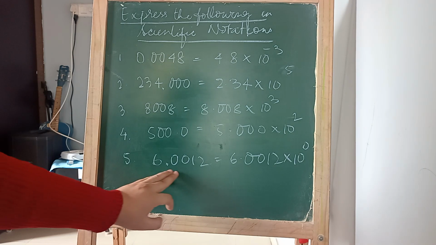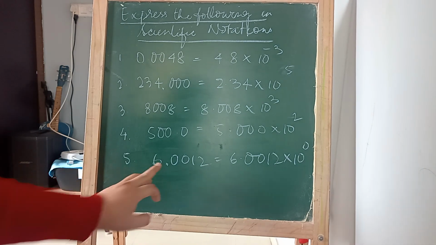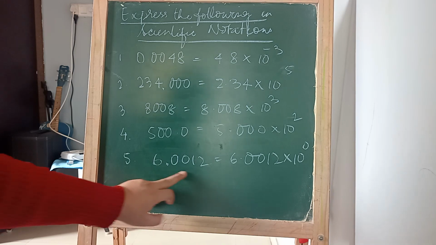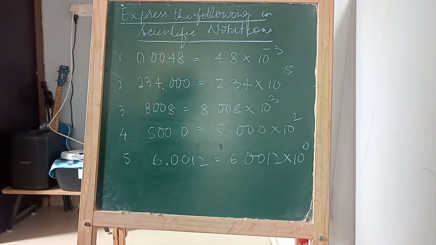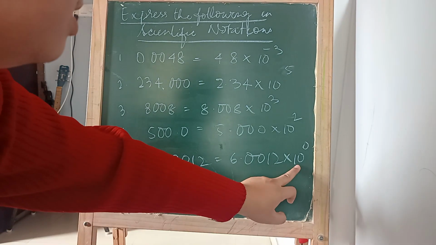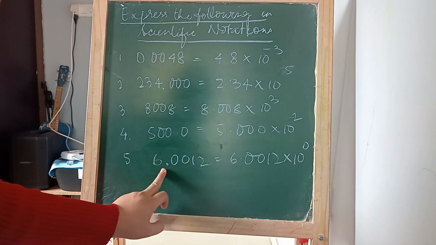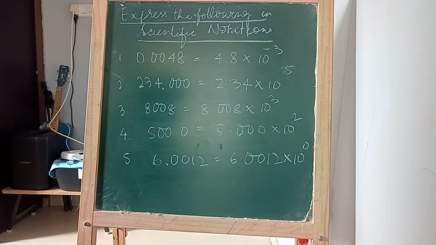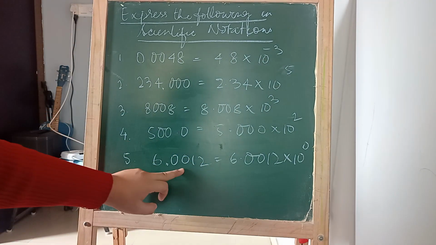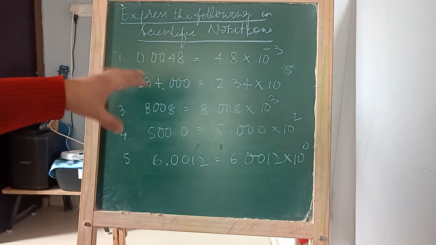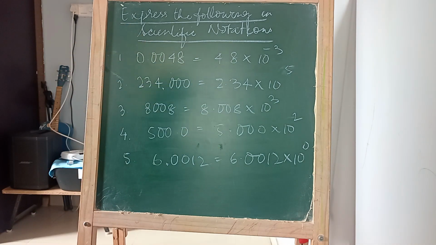Now what about this one, 6.0012? The number is already 6, which is between 1 and 9, so there is no need to change this number. What about the power? Since there is no movement of the decimal place, the power will be 0. 10 to the power 0 is 1. We know that in exponents, any number to the power 0 becomes 1. So this multiplied by 1 is the same number. This is how we express the given numbers in scientific notation. It will help you in doing mathematical calculations in both physics and chemistry.